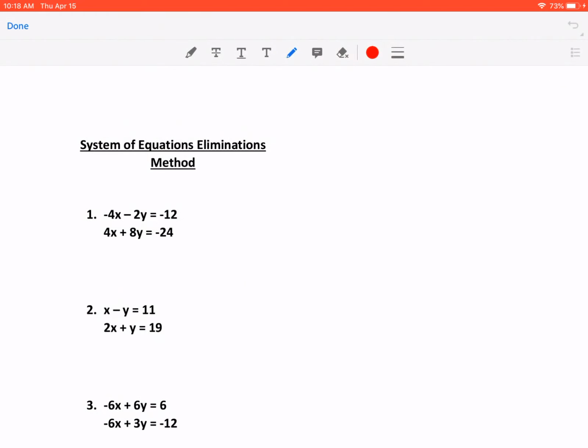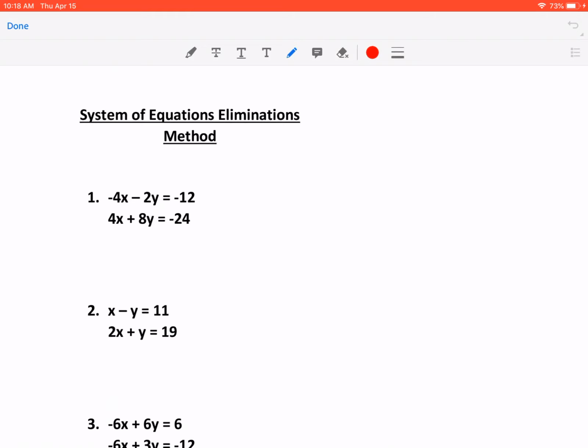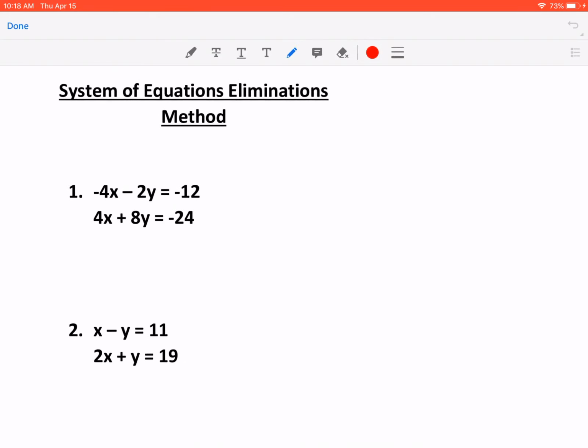Okay, these are the notes for solving systems of equations, but this time you're going to do what's called the elimination method. This is the third and final method. So we've already done graphing. If it's graphing, they both need to be in y equals mx plus b form.